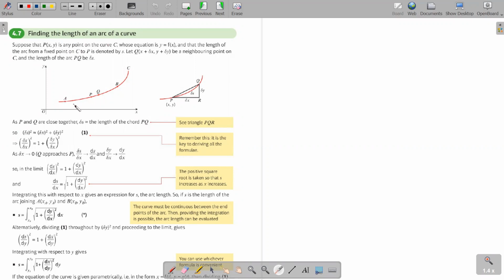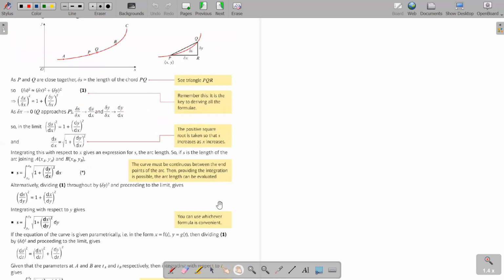Now previously you have learned how to find the area under the curve, isn't it? And you have learned how to find the volume generated when you rotate 360 degrees around the x-axis. But this is something really new. What are we doing here? We are learning how to find the length of the arc of this curve.